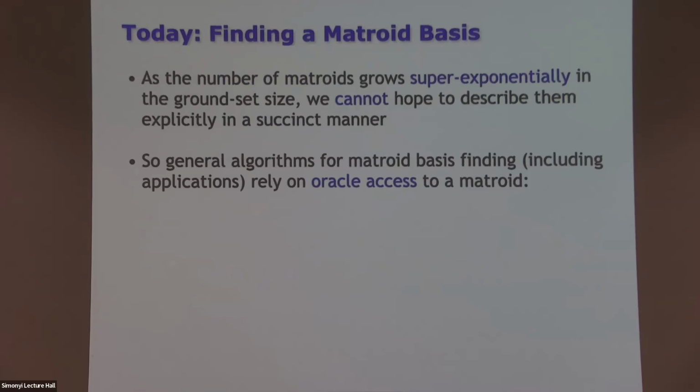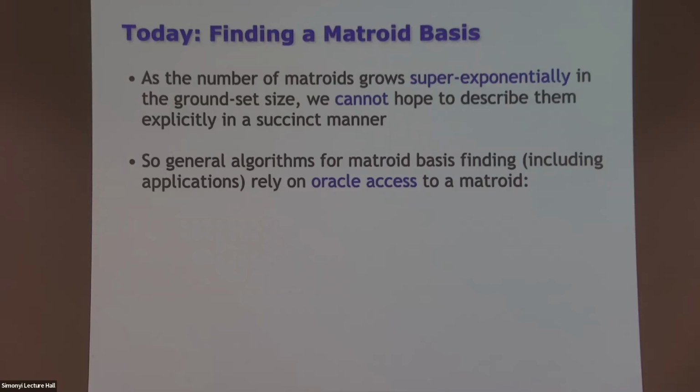And now, one important caveat that I need to mention before we talk about algorithms for finding matroid bases is that it's actually very hard to represent matroids. In particular, once you fix the number of elements n in the ground set of the matroid, the number of possible matroids on n elements grows super exponentially, right? It grows as 2 to the 2 to the n. And so you cannot hope to describe these matroids in a succinct manner.